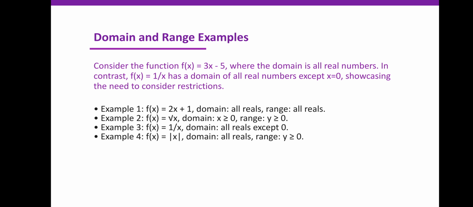So, domain and range examples. Consider the function f(x) = 3x - 5, where the domain is all real numbers. In contrast, f(x) = 1 over x has a domain of all real numbers except x = 0, showcasing the need to consider restrictions. Example 1. Okay, so these are all the examples.